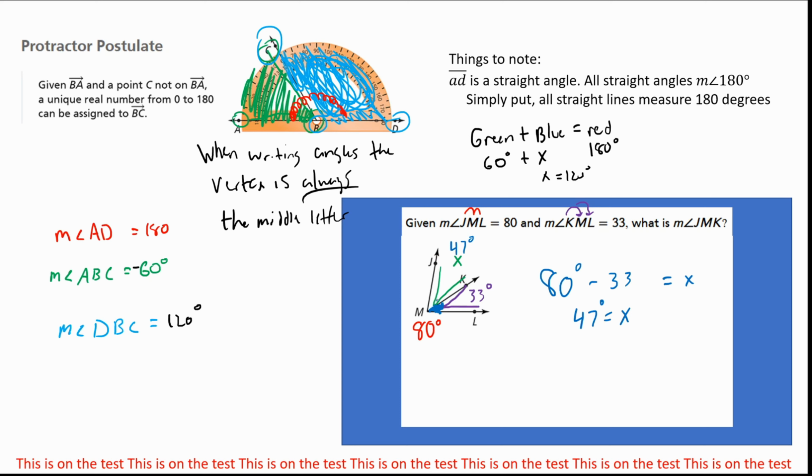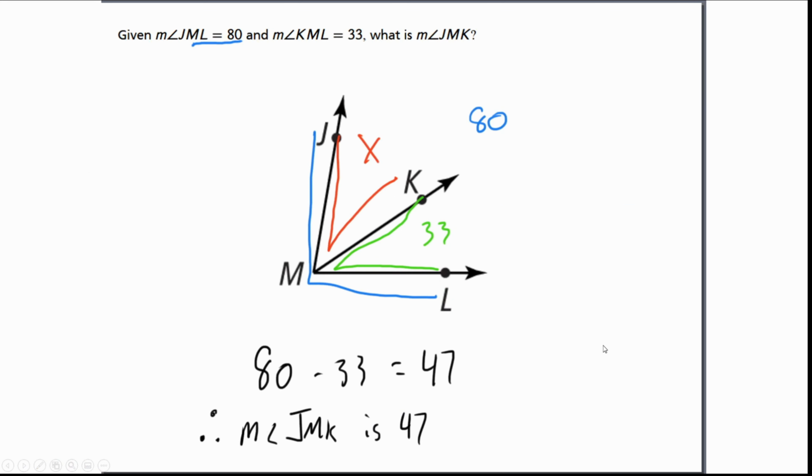Now, when you have a ray that cuts through a larger angle, so JML is cut by ray MK, the resulting angles, my green and my purple, are called adjacent angles. Adjacent angles will always add up to the larger angle that they're inside. So let's look at it here. We get the same thing, different colors, but JML is in blue for 80. KML is in green for 33, which are our givens.